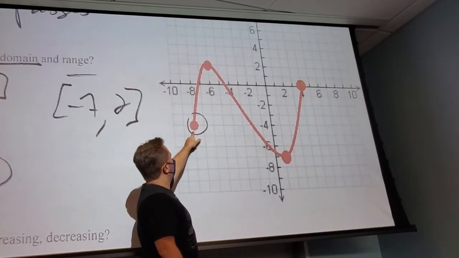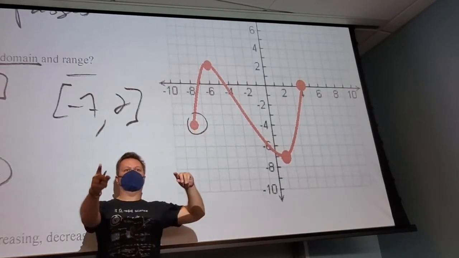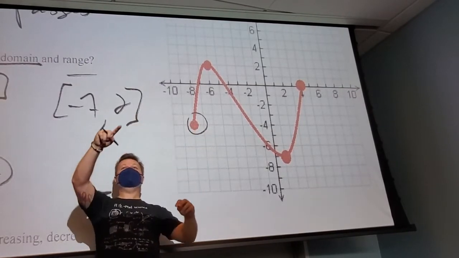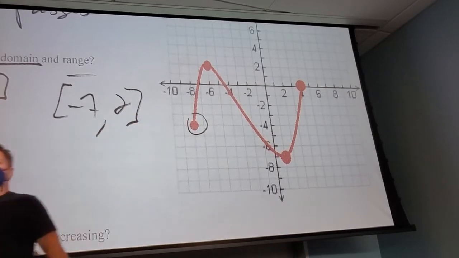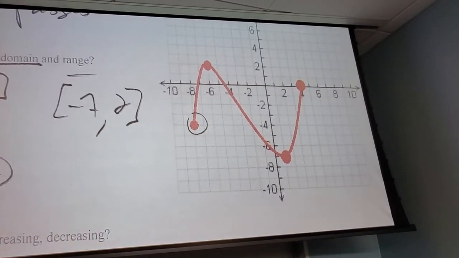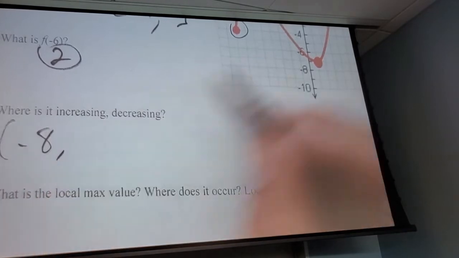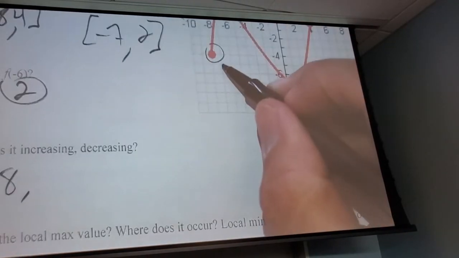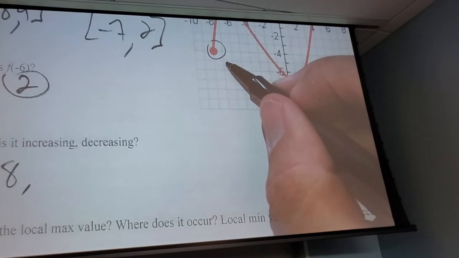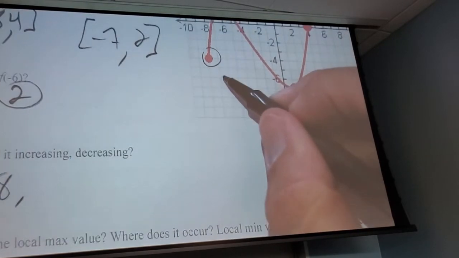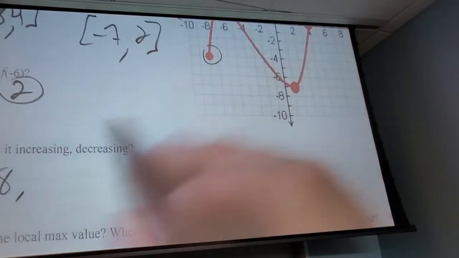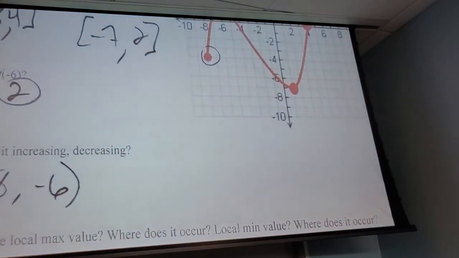From 8 months ago to 6 months ago, our profit was going up, yes? And we're like, yeah! Right? So where does something happen? It's x. Where is it increasing? From negative 8, and I don't include negative 8 because I don't know what was happening before negative 8. Up to negative 6, where it stops going up. And I don't include that either because at the top of something, it's not going up or down, it's just turning. It's kind of resting there for a second.